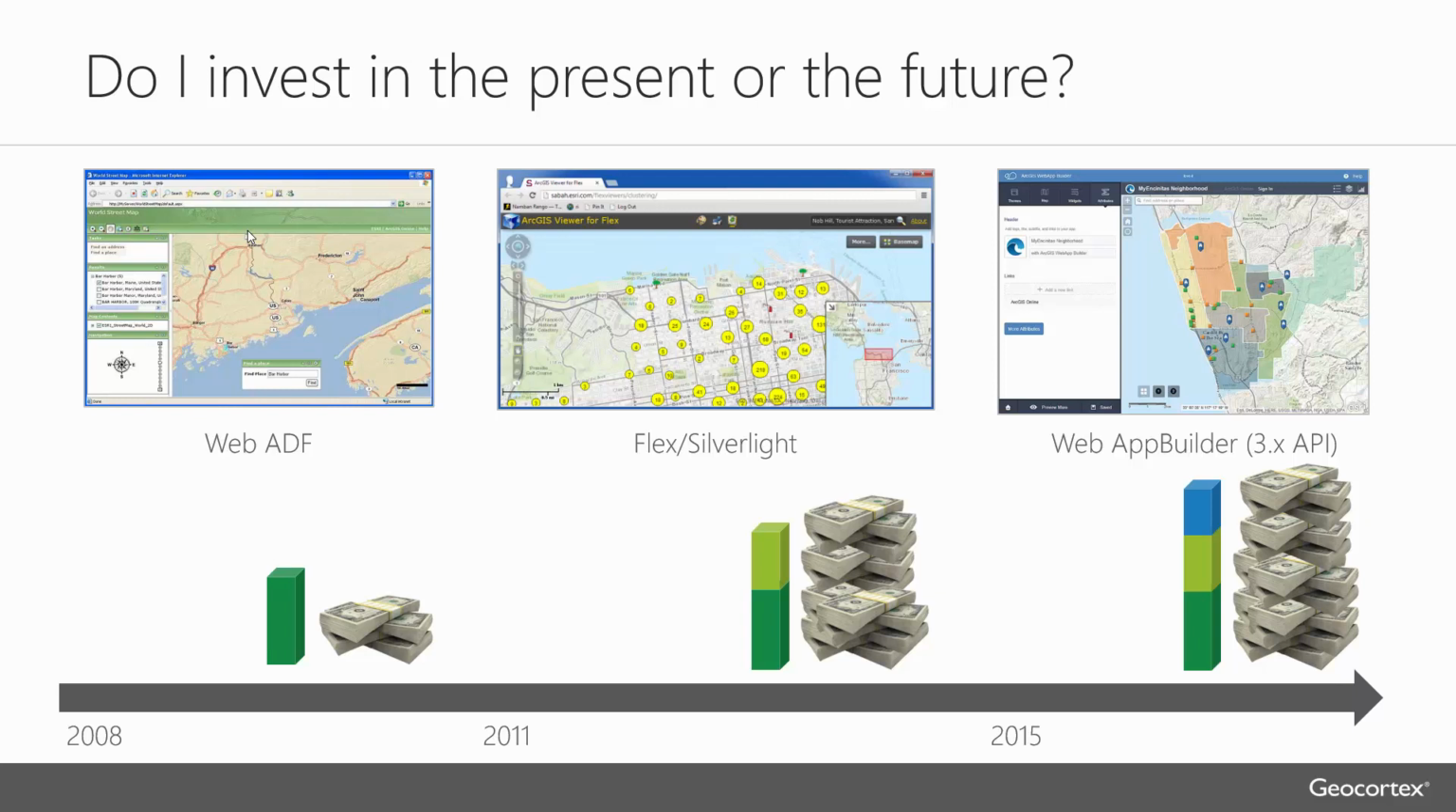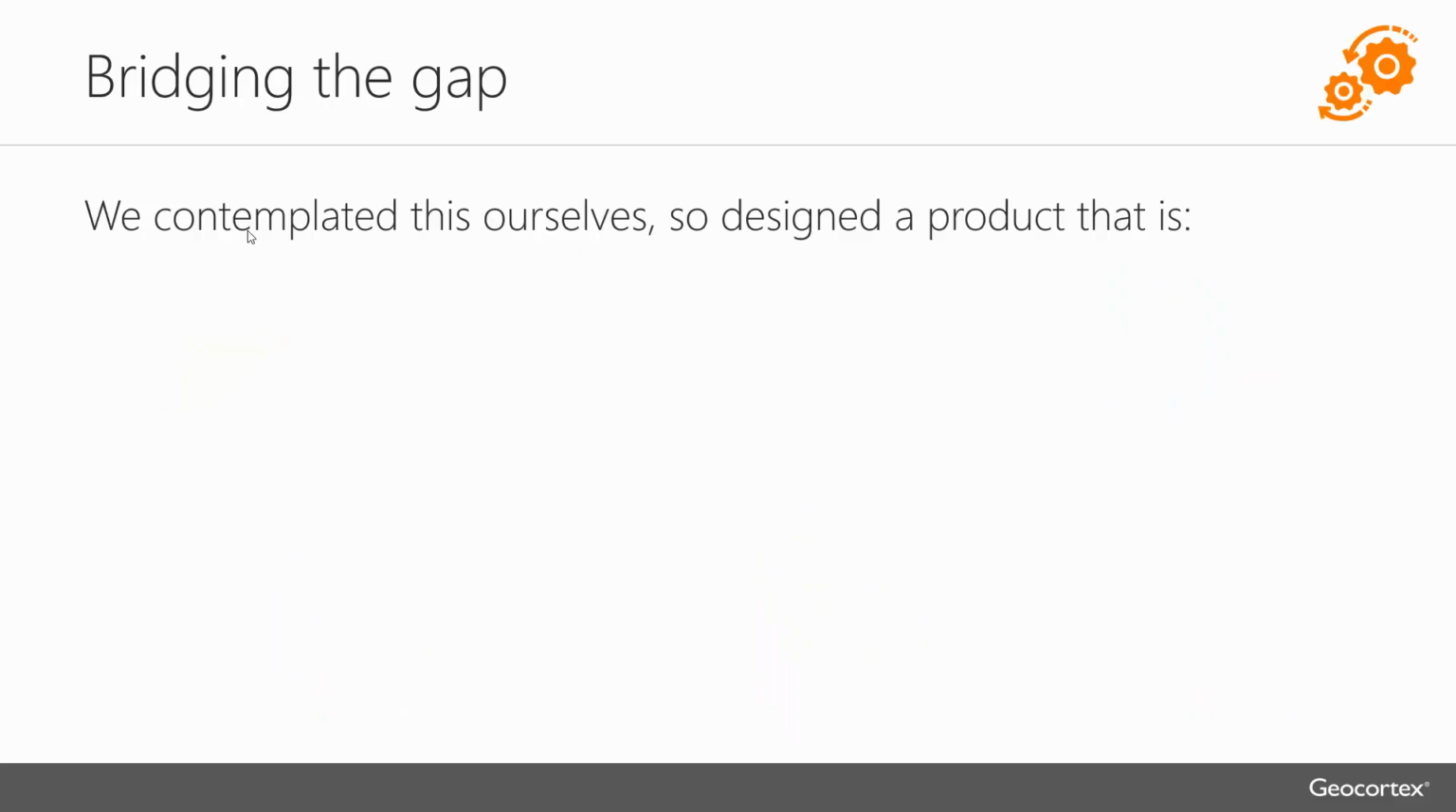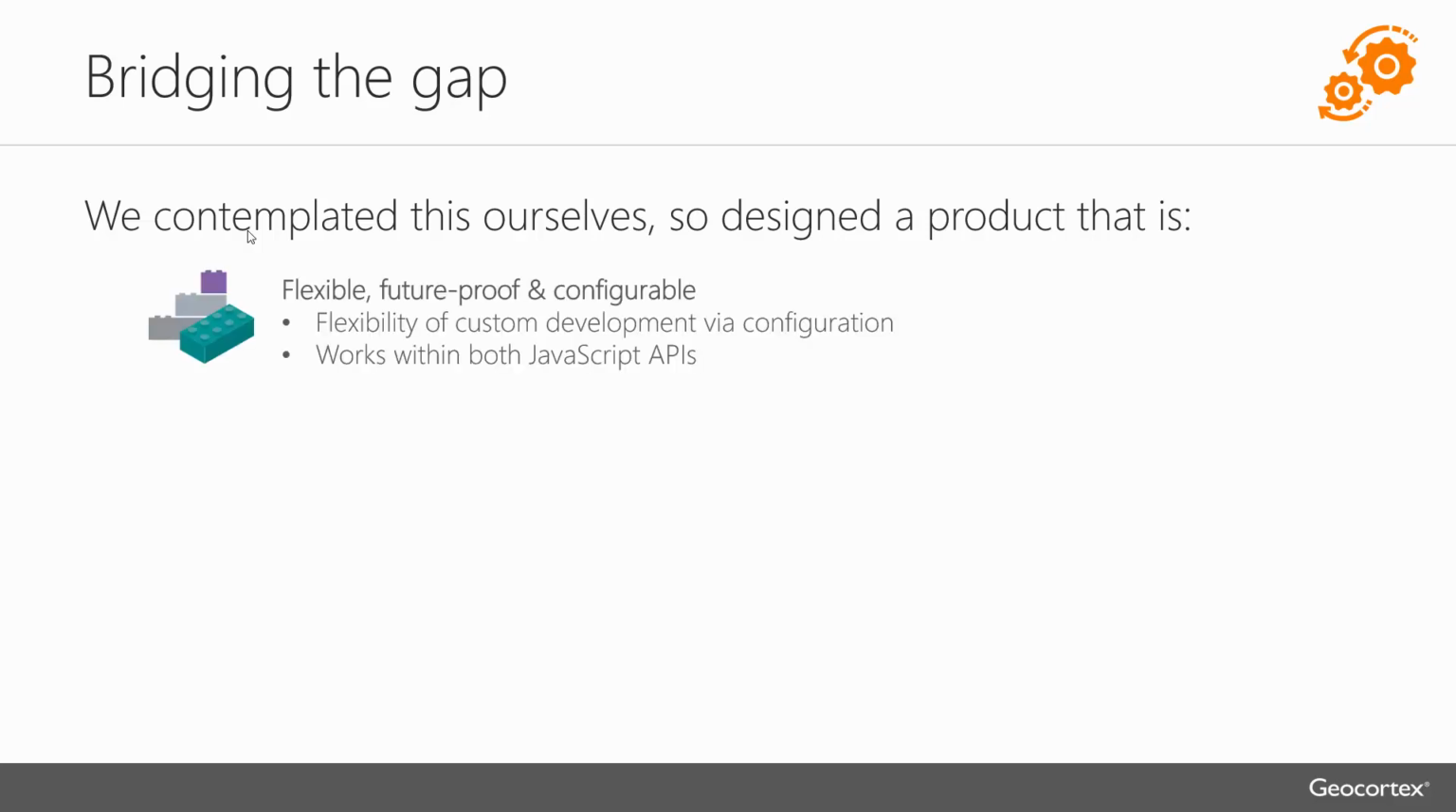Organizations have had to ask this question for a number of years, but you really don't ideally want to have to rewrite your applications every time there's a change in technology. So bridging the gap, we contemplated this decision ourselves. What version of JavaScript do you use when building a new application? So we've ended up designing a product that is flexible, future-proof, and configurable. So really providing the flexibility of custom development, but through configuration. And important note here, it works within both JavaScript APIs. So the same thing that you build will work in both the 3.x and the 4.x API.